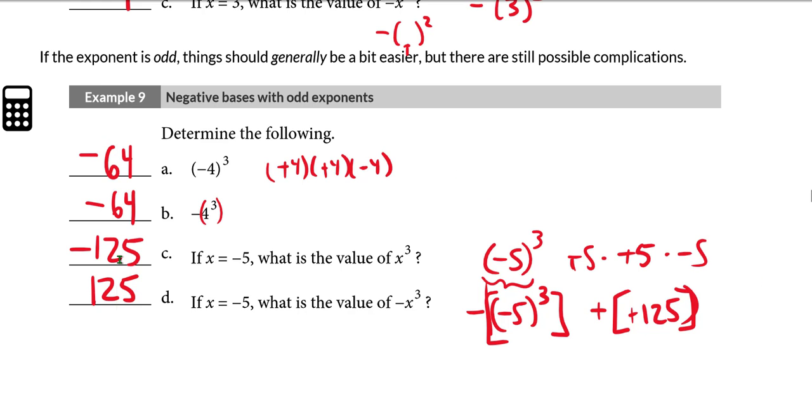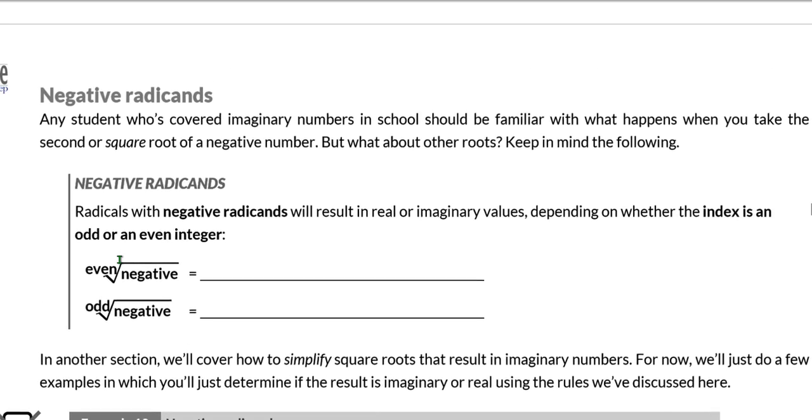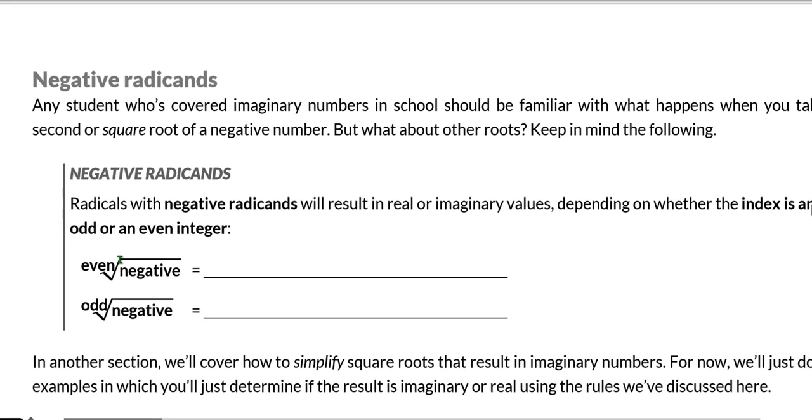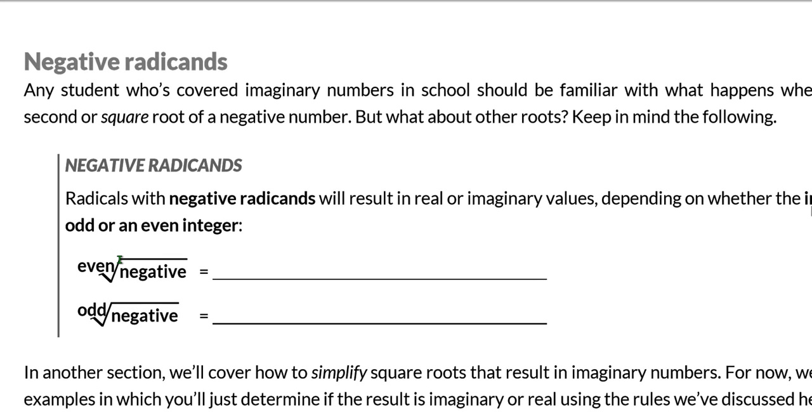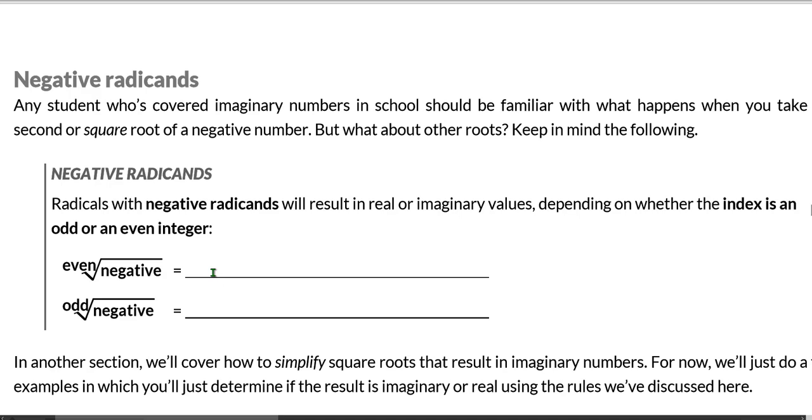At the top of the next page, we need to talk about negative radicands. So we've talked about negative bases, we've talked about negative exponents. Now we've got to talk about negative radicands, in other words, the number underneath the square root sign. Dealing with negative radicands may result in some imaginary or complex values. It really depends on what your index is.